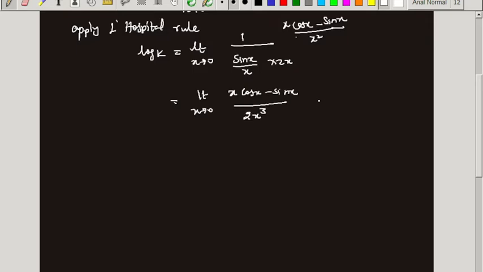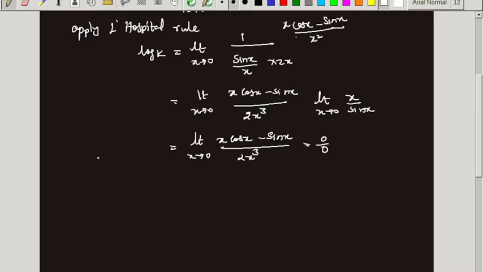And this one we can write as limit x tends to 0 x dividing by sin x. So this is nothing but 1. So here we have only this one, limit x tends to 0 x into cos x minus sin x dividing by 2 times x cube. So here if we apply 0 we get 0 by 0. So we apply L'Hospital rule.